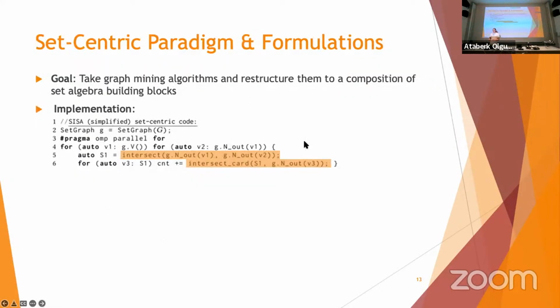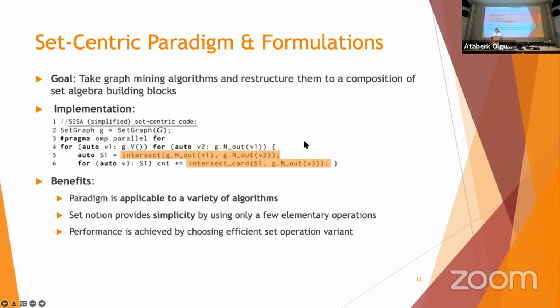So now the question is, why do we do it? What are the benefits of the set-centric code? Well, firstly, it is applicable to many graph mining algorithms. Secondly, the set notion provides simplicity. By reformulating and restructuring the code into sets, much of the non-straightforward parallelism comes for free and can then be used. And last but not least, performance is also achieved by choosing efficient set operation variants.